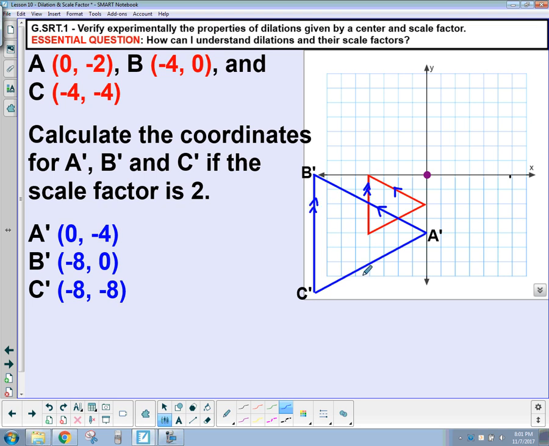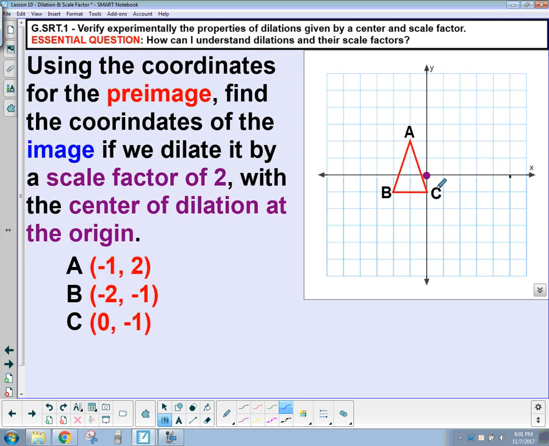Okay? Cool. So again, using the coordinates of the preimage, find the coordinates of the image if we dilate by a scale factor of 2 with the center of dilation at the origin. If you want, go ahead and pause the video, see what you get. Just remember, all of it's going to move because none of it's going through the center of dilation, so just times it by 2. Yes, it should get bigger, and it did. Looking good.